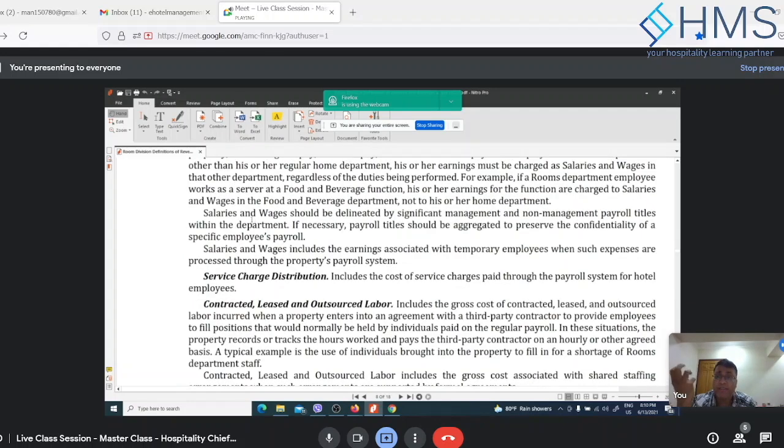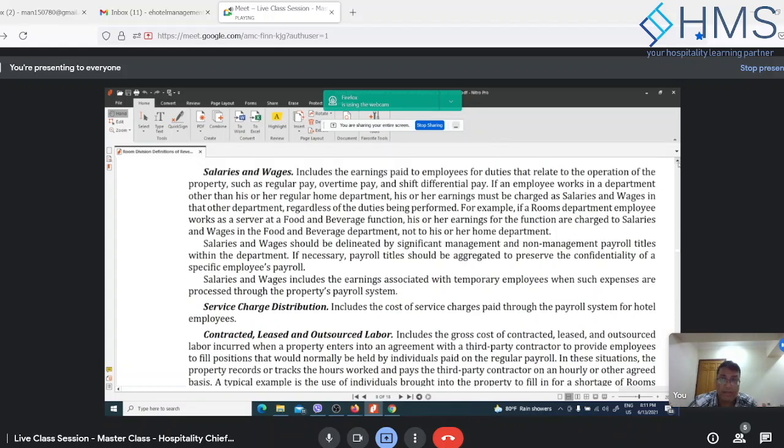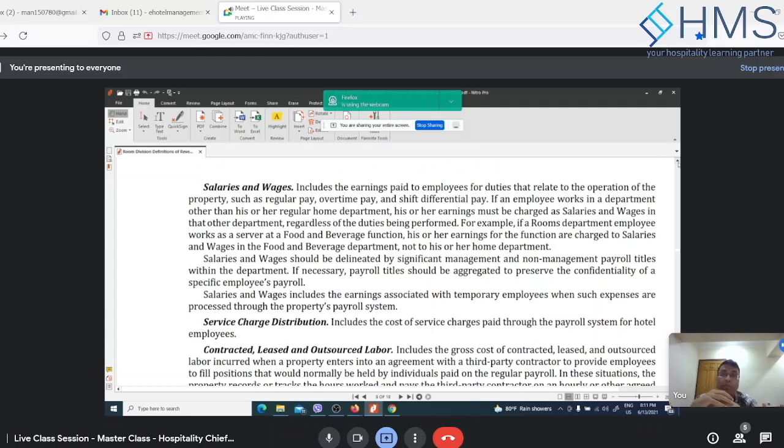So salary wages includes both the permanent labor and also the overtime, shift differential, contract staff if they are processed through the payroll system of the hotel. So if there is a contract staff which the hotel has hired, but it's paid to a third party contractor first, because maybe they have a contract where they are providing the material and also the labor, then the cost would go to the contract labor cost.